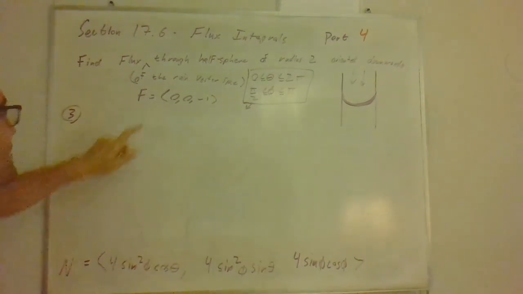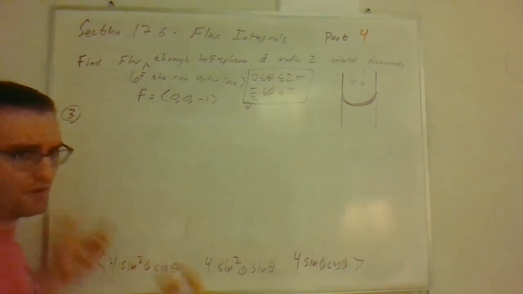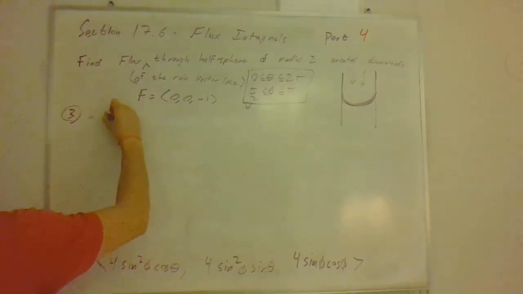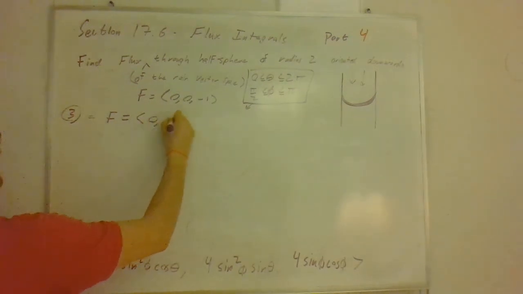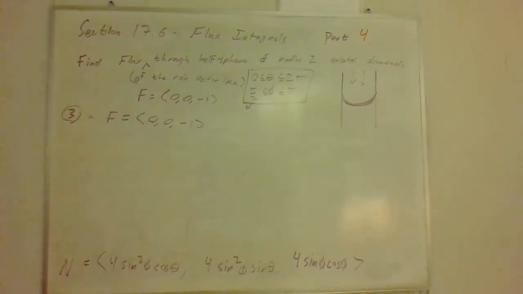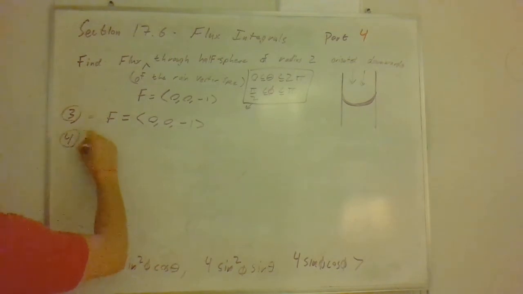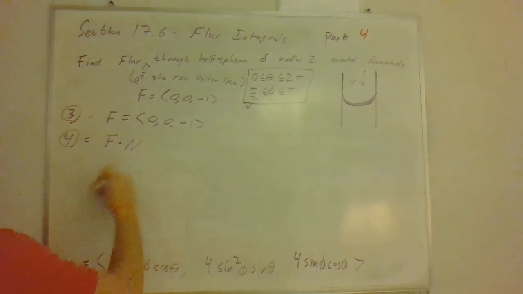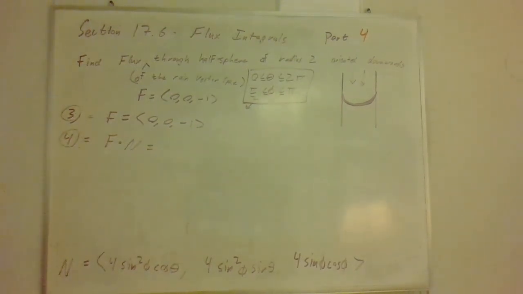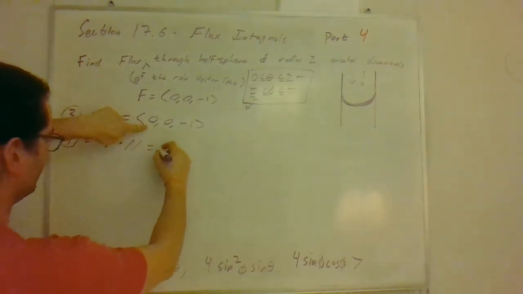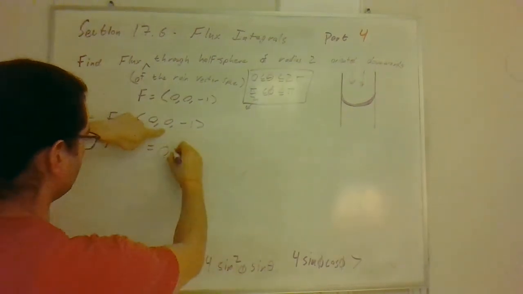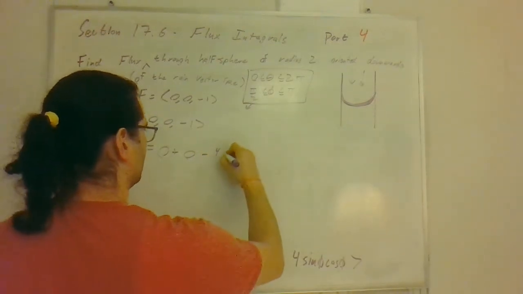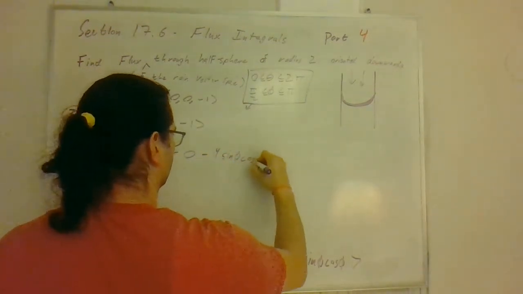Step 3 is we need to write f in terms of the parameterization. I've already erased the parameterization, but it's fine because f is all constants, and so it's not going to change. So f is 0, 0, -1 still. That hasn't changed. Step 4 is I need to do the dot product of f dot n. And that dot product is going to be 0 plus 0 minus 4 sine phi cosine phi.